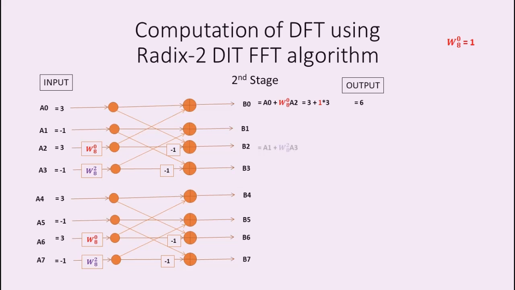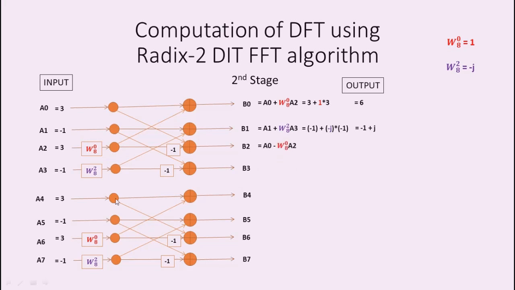Now for B1 is equal to A1 plus A3 into W8 to the power 2, and W8 to the power 2 is equal to minus j, so that minus 1 plus minus j into minus 1, and that's equal to minus 1 plus j.